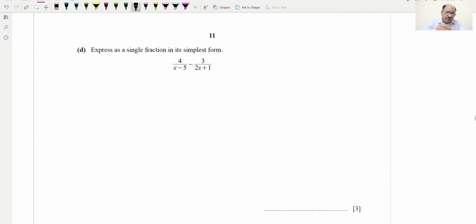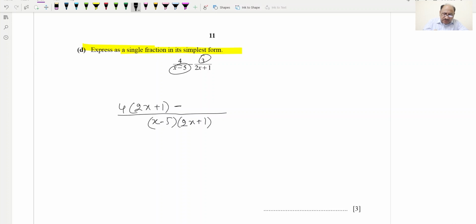D part, we have to write in a single fraction. They are saying express as a single fraction in its simplest form. So this is the question given, so we'll write this one, and the easiest way, which I will explain, is to write these denominators over here, x minus 5 and 2x plus 1, and multiply this with this and write first, so it will be this one, and then the middle sign, whatever it is, we will copy that sign, and then this numerator and this denominator, 3 into x minus 5, and this will be further simplified.